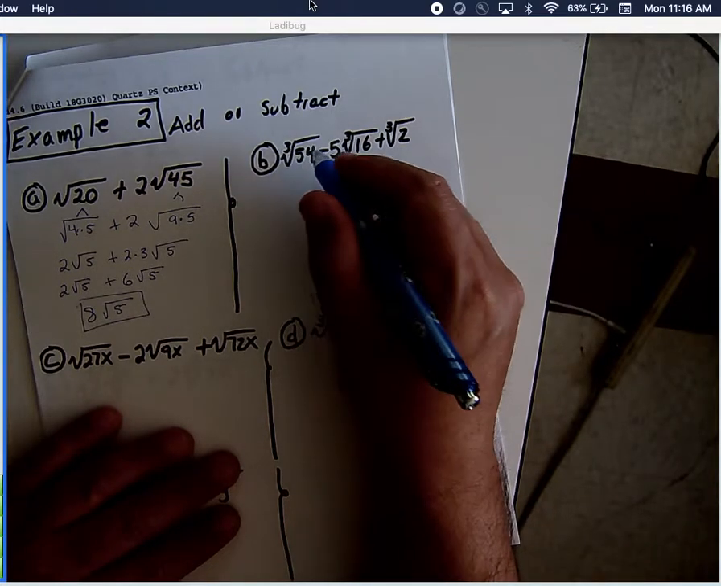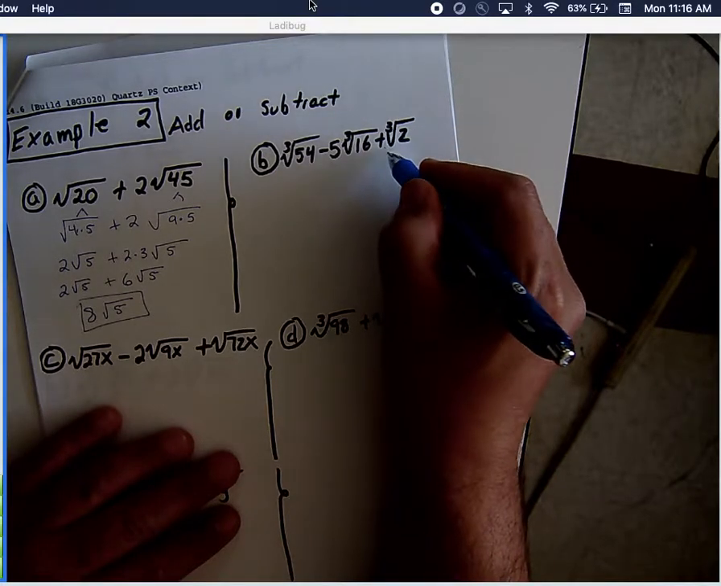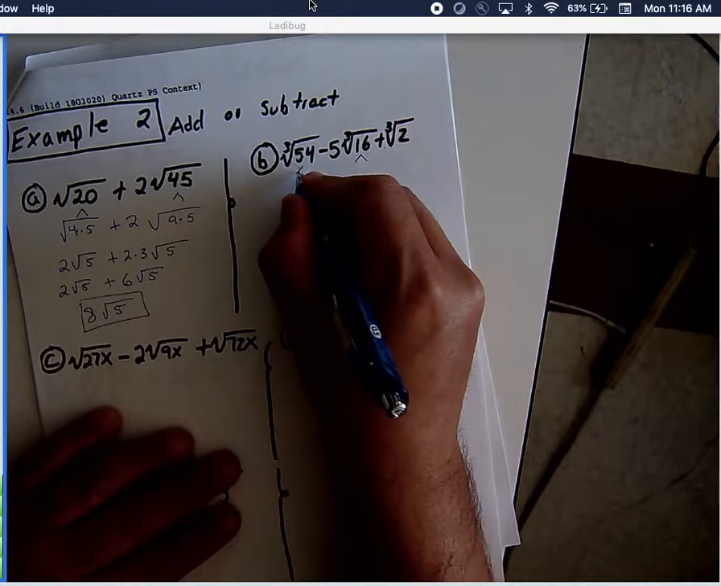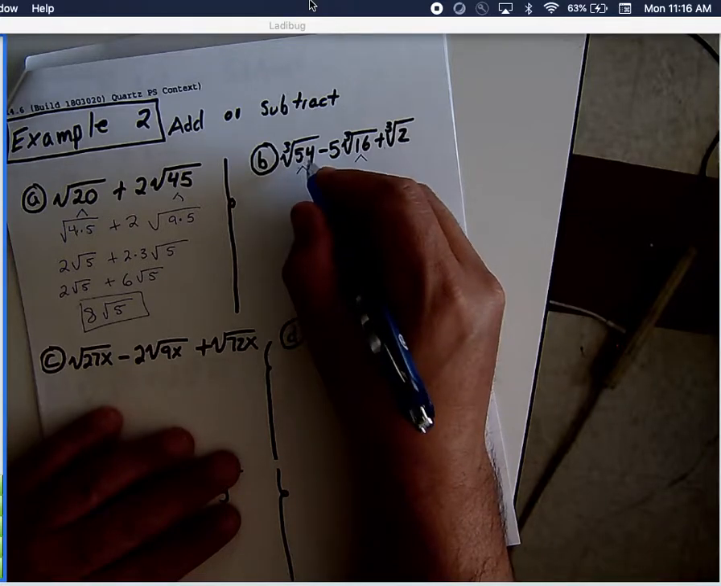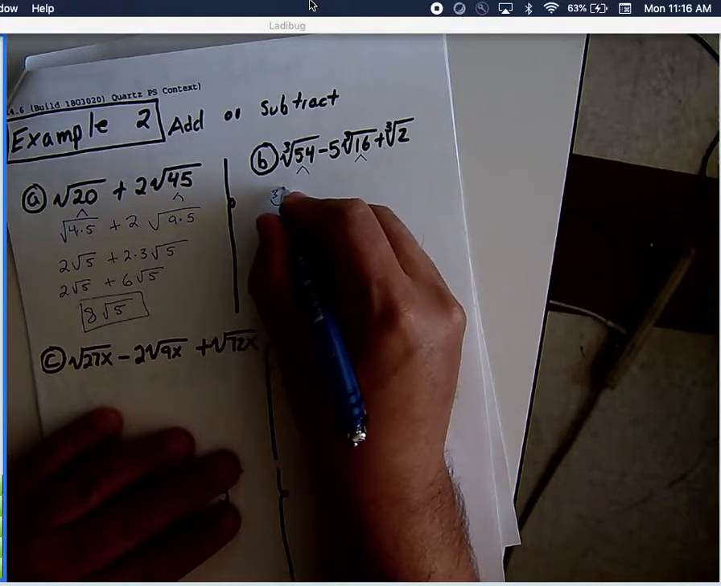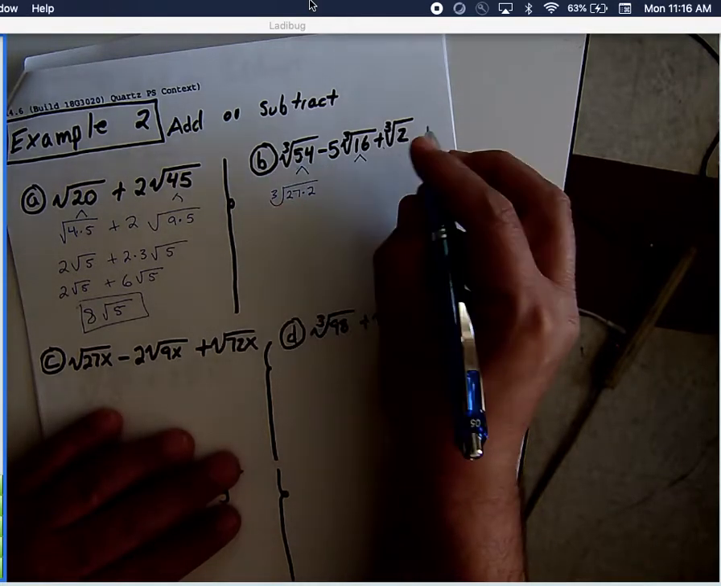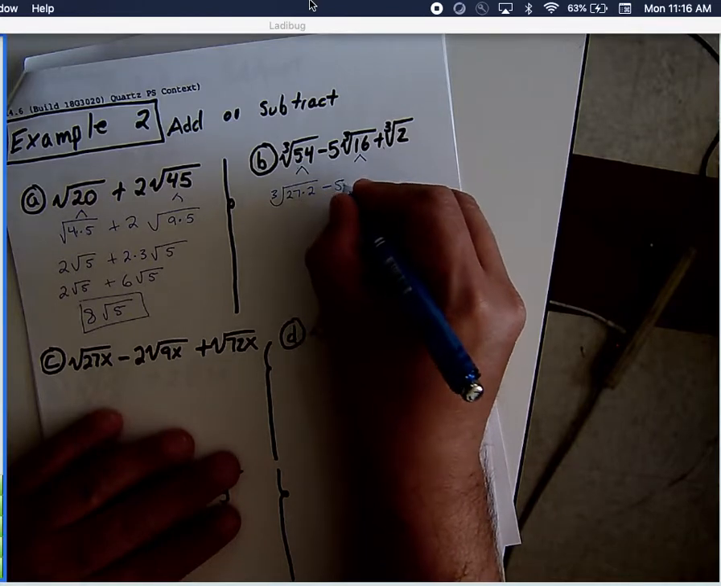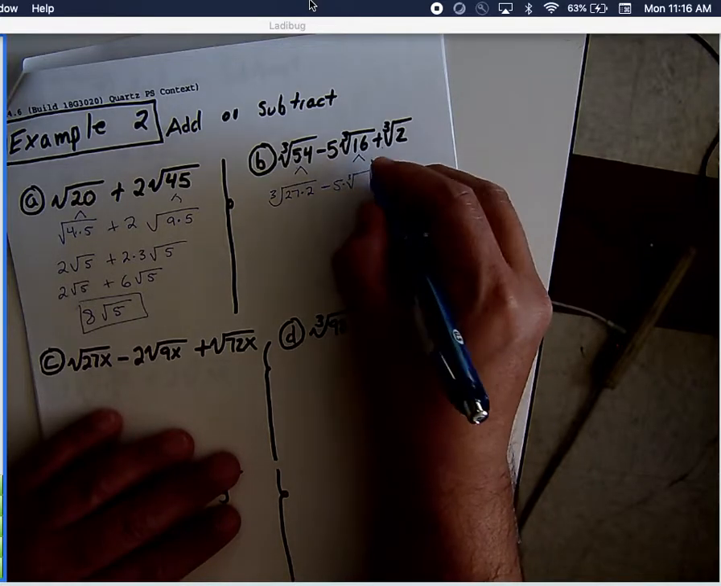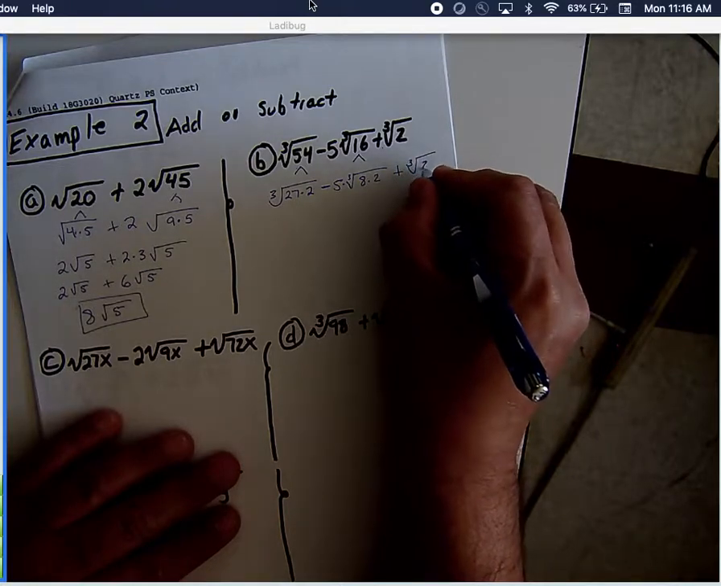So again, cube root of 54, cube root of 16, and cube root of 2. The cube root of 2 we can't do anything about. But we can find a cube root of the others. We can break them into two numbers, factors, and one of them needs to be a perfect cube. So 27 times 2 gives you 54. And then we have the minus, and then we have the 5 times cube root of 16, which is 8 times 2, and then we have the plus cube root of 2.